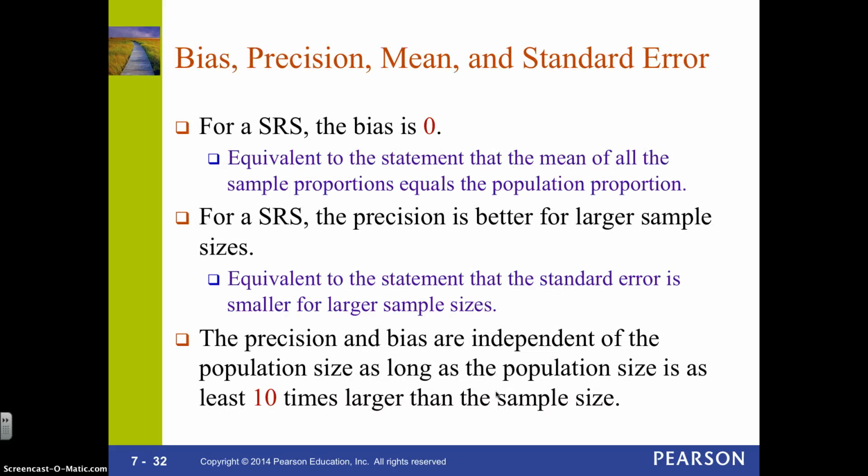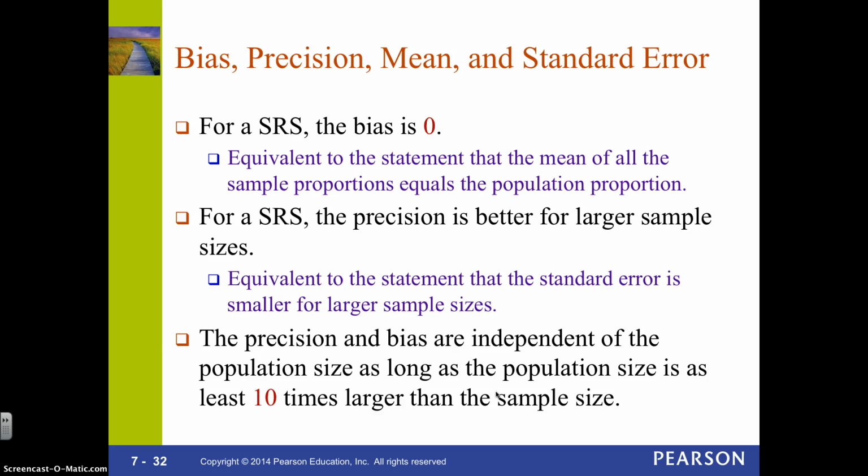If you do a simple random sample, your bias should be 0. In other words, it should actually hit your target, or your sample proportion should be very close to your population proportion. Remember, it may not be exactly equal to it because you have what we call sampling variability that comes into play. The precision is going to be better for larger samples, so you're going to be even closer the larger your sample is.